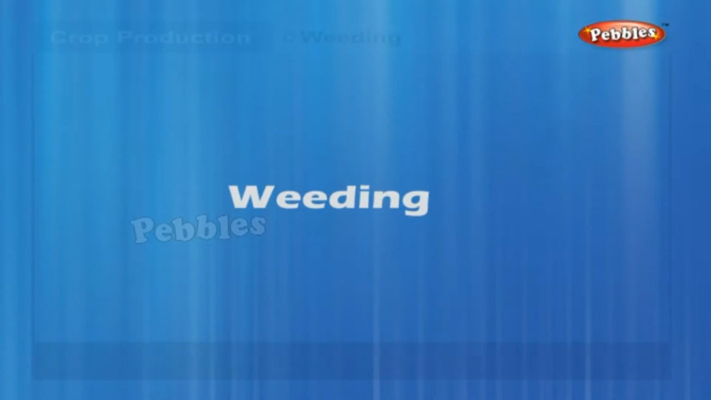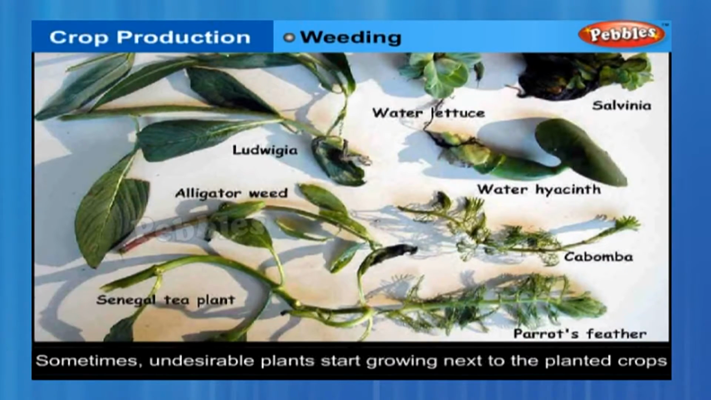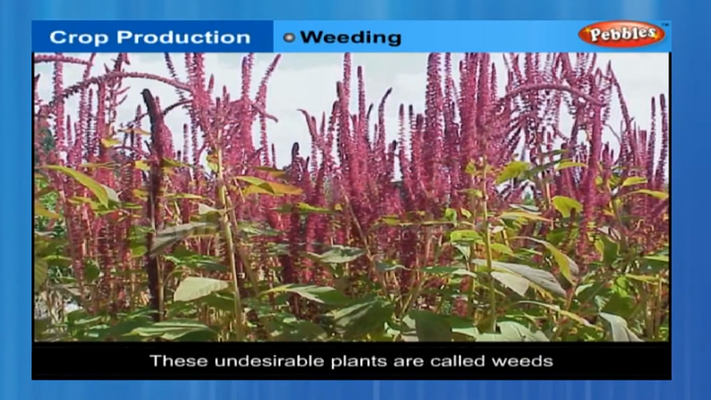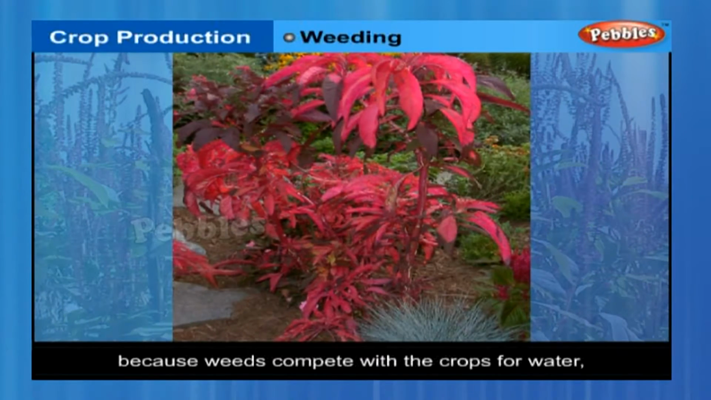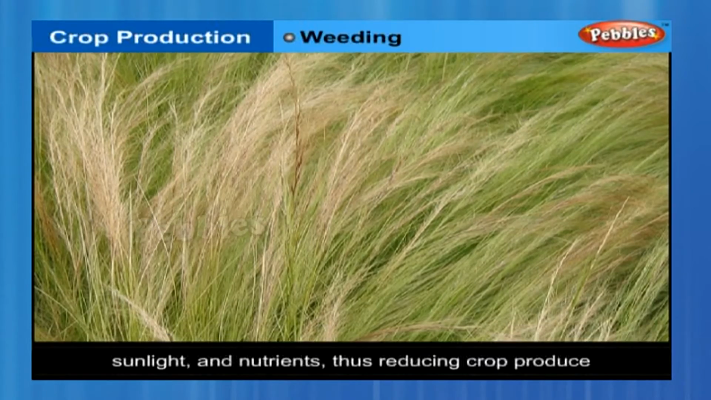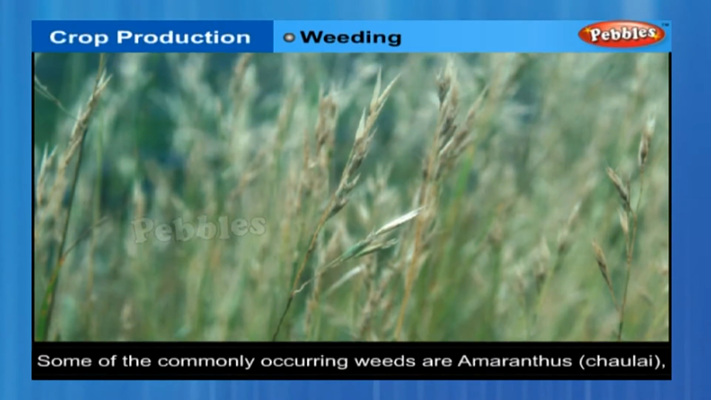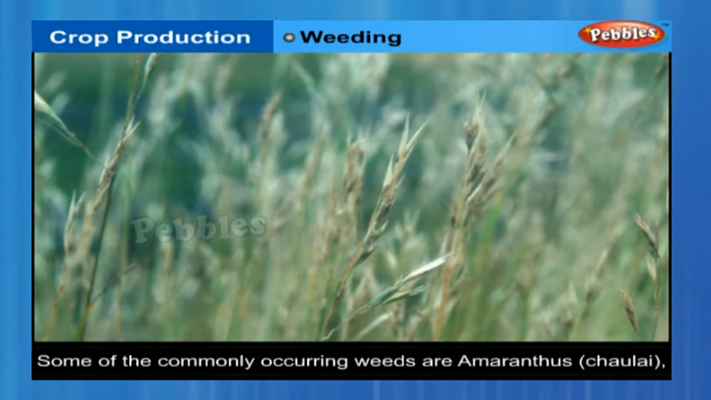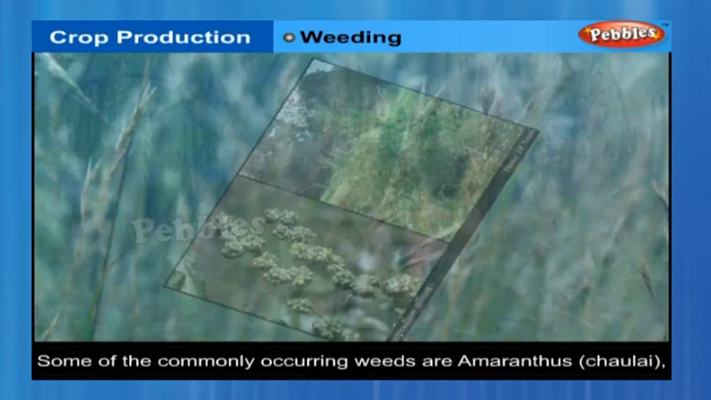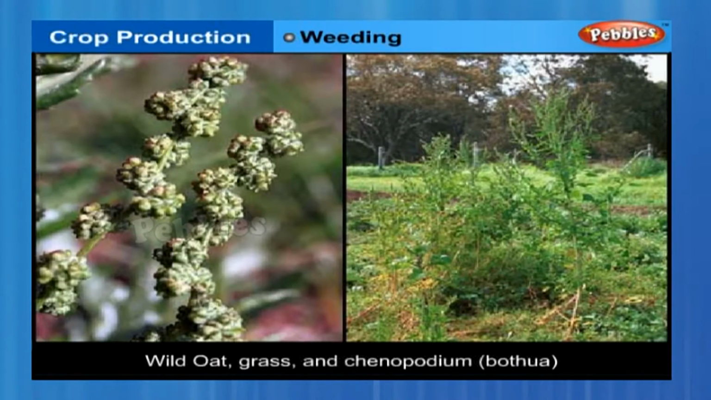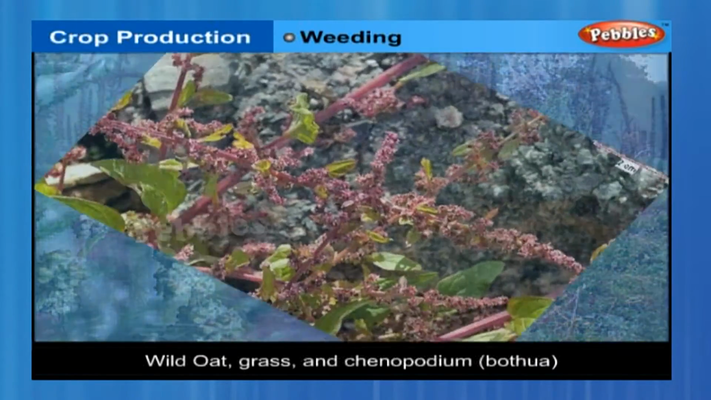Weeding. Sometimes undesirable plants start growing next to the planted crops. These undesirable plants are called weeds. The need for removing weeds arises because weeds compete with the crops for water, sunlight, and nutrients, thus reducing crop produce. Some of the commonly occurring weeds are amaranthus, cholai, wild oat, grass, and Chenopodium album.